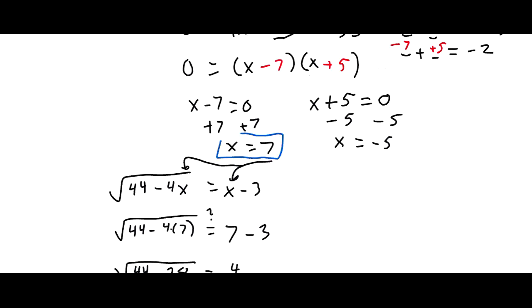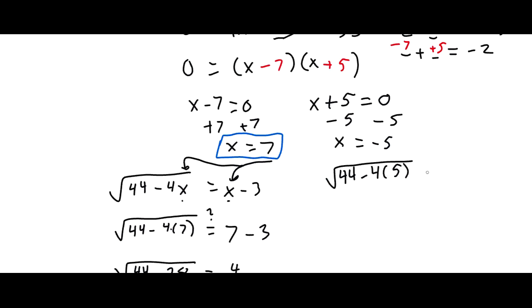But that doesn't tell us anything about the other answer. We could have two answers. We could have only one of them work, or if I gave you a totally different problem, we might get two answers and neither of them works. But let's check this second solution by plugging a negative 5 in for both x's. That means you would have square root of 44 minus 4 times 5.